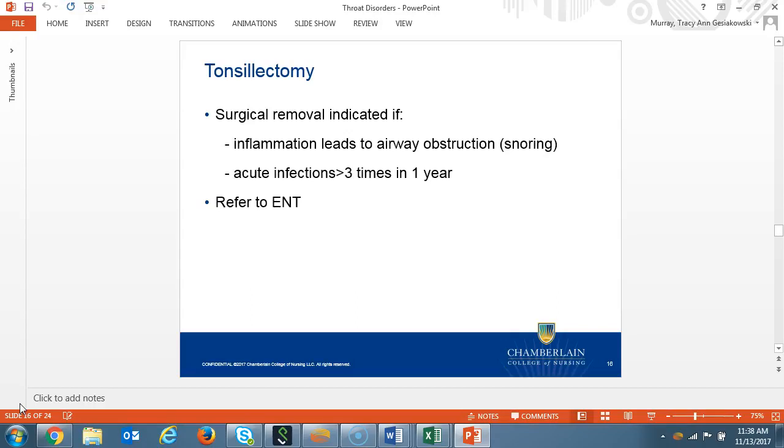Surgical removal of the tonsils and/or adenoids is absolutely indicated if tonsillar inflammation leads to airway obstruction or if active flares recur more than 3 times per year. Surgical treatment necessitates a referral to an ENT specialist.